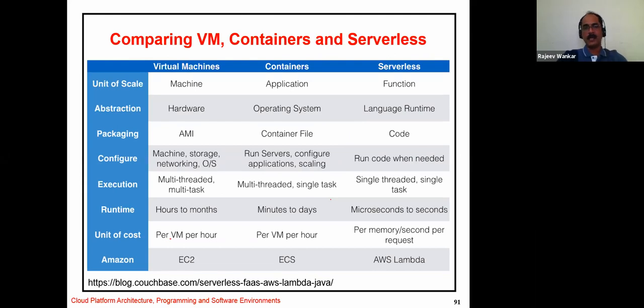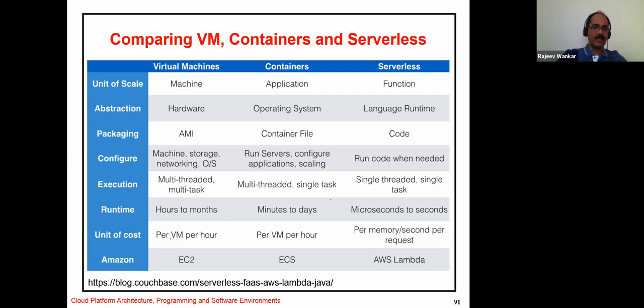As for the granularity of packaging, in the case of a virtual machine, a classical example is the Amazon Machine Image. In the case of a container, it would be a container file that I write, which tells what images I want to embed. In the case of serverless, it would be the code, the function that I am writing.